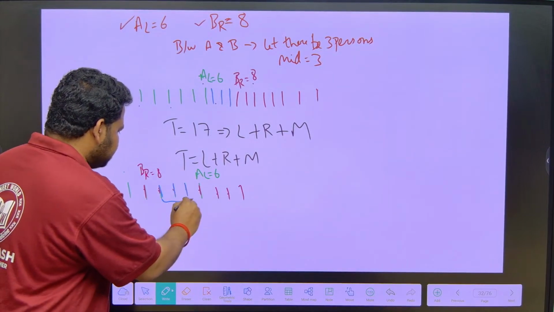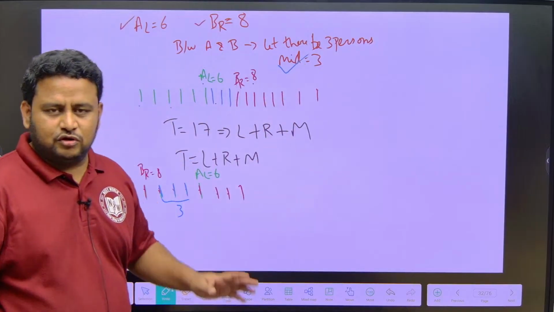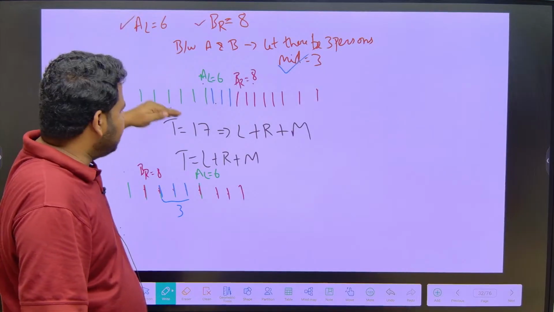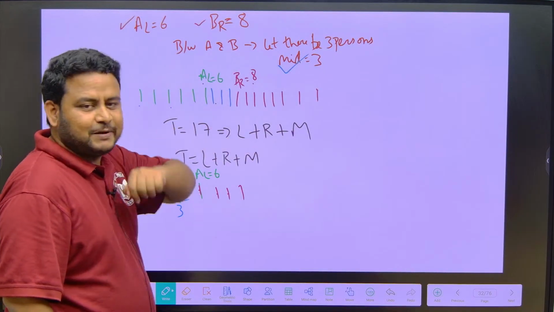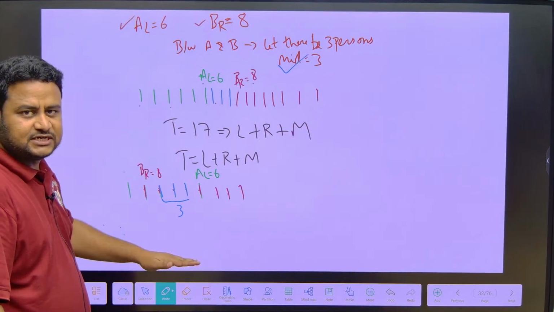So between them there are 3 persons. That middle condition is also satisfied. So this condition can be represented in 2 ways. That is, this is the first condition where I got total is equal to L plus R plus M. Here is another scenario I represented, the same condition using another scenario.